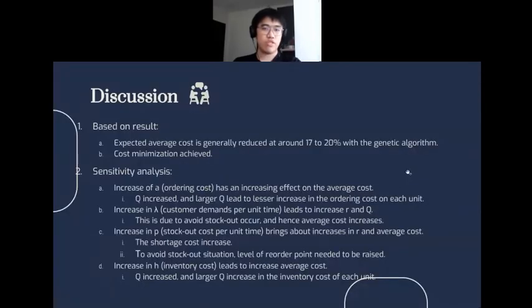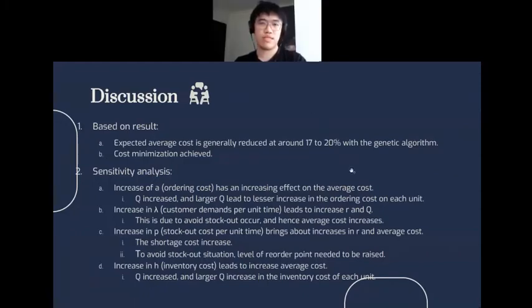So based on the result in the previous slide, we can see that the average cost for each item is expected to reduce by around 17 to 20% with the generated algorithm. This means when we use the QR policy, we can successfully minimize the average cost for each item.